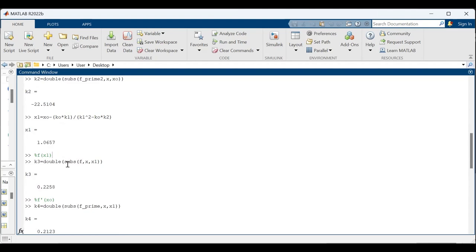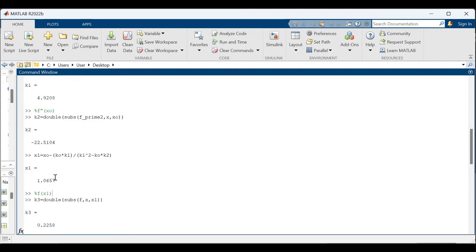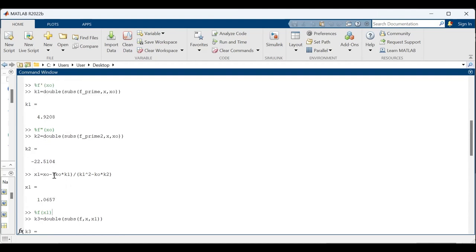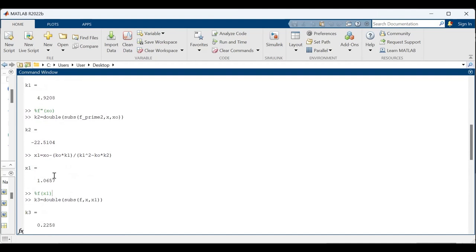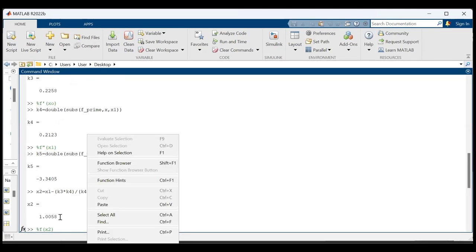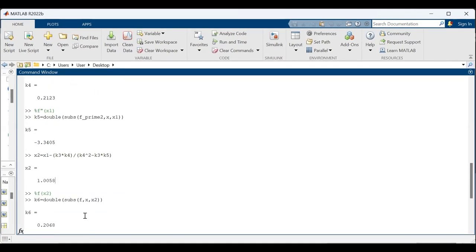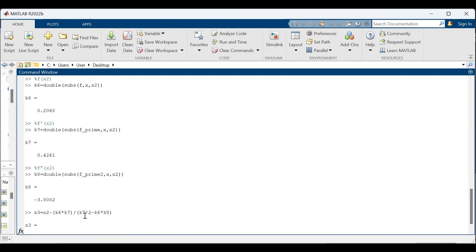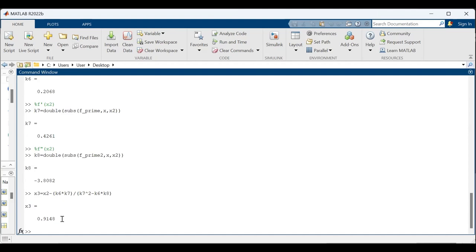So x1 is that, right? Let me write for those. Okay, so this is our x1. Our x2 is this guy here, 1.0058. And then now for the x3, you're getting what? 0.91 something. Yeah, written down.